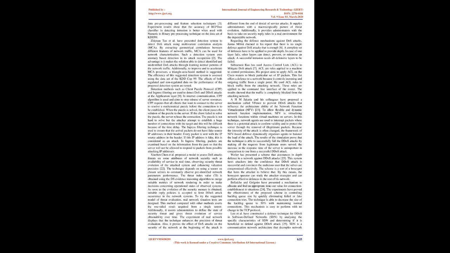Subramani Rao has used access control lists, ACL, to mitigate DOS attack. ACL are rules applied to a machine to control permissions. His project aims to apply ACL on the Cisco routers to block a particular set of IP packets. This list offers a defense to a network because it controls incoming and outgoing traffic from a single point. He used ACL rules to block traffic from the attacking network.